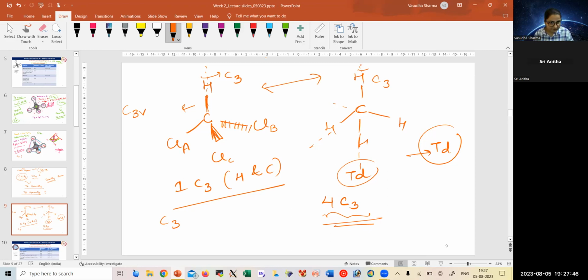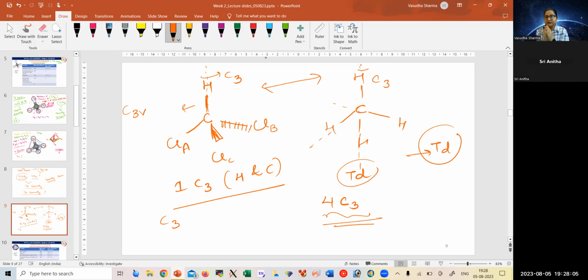Ma'am, if the number of C3 operations increases, it is tetrahedral symmetry. I am asking, if a molecule is tetrahedral, it means it has more C3 symmetries. Like that, we have to determine.